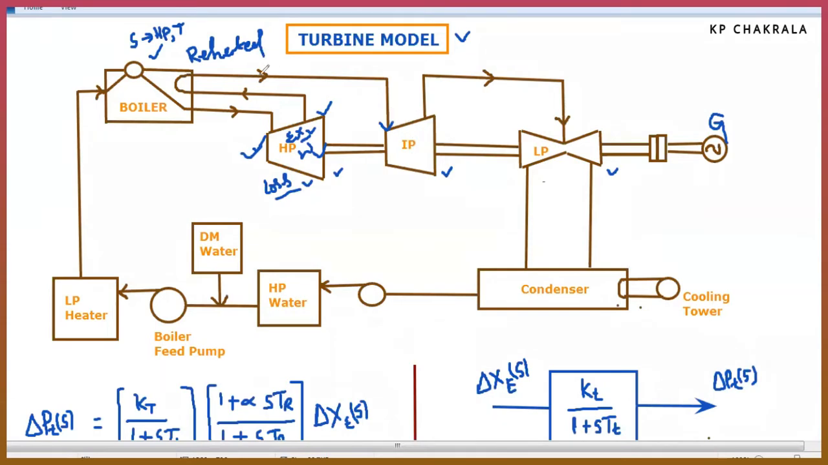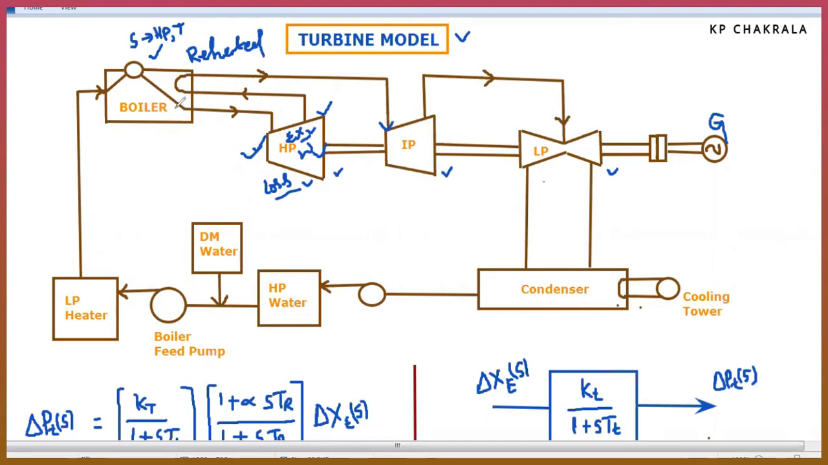Now here the steam after reheating gains pressure and temperature, and again does some work on the vanes of the turbine. After useful work in this IP stage turbine, the steam is again allowed into the low pressure turbine, where it does some work, and after that it goes to the condenser.